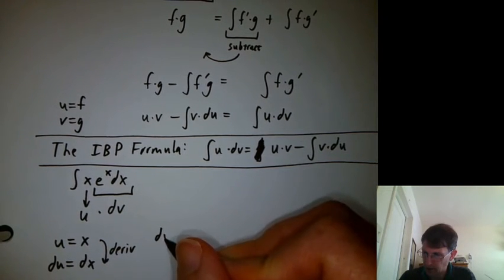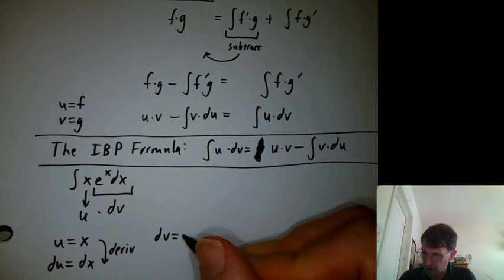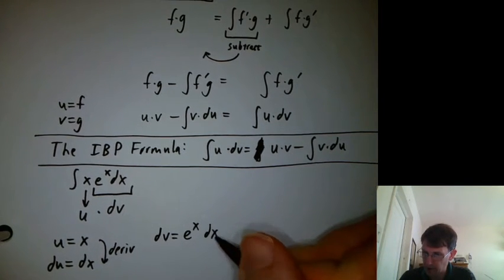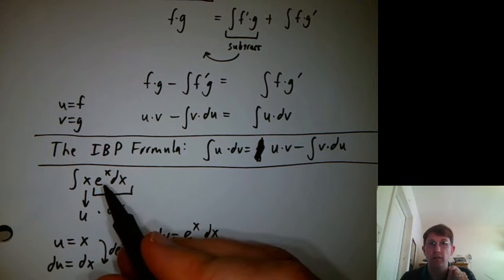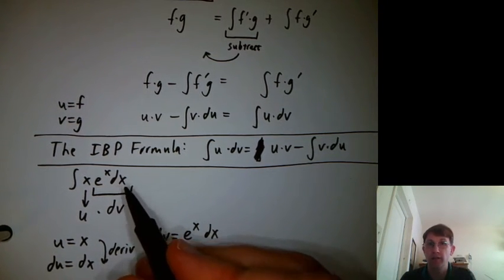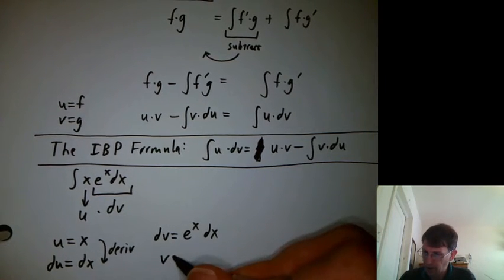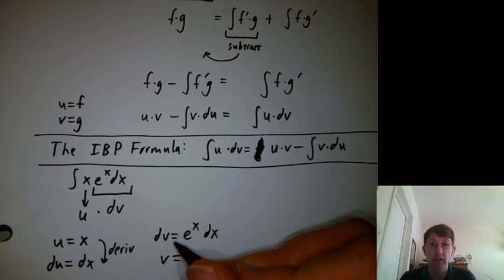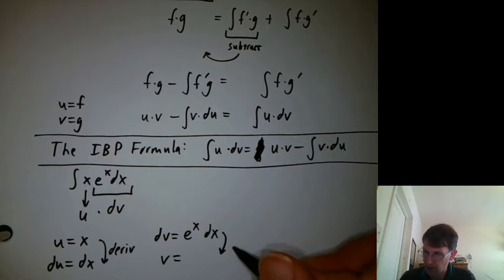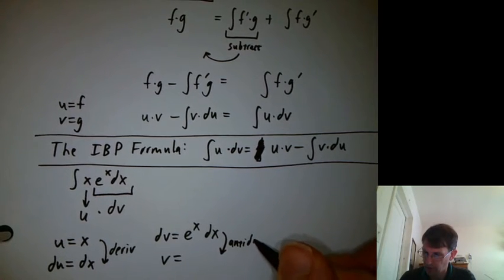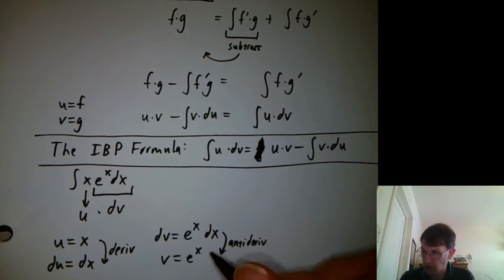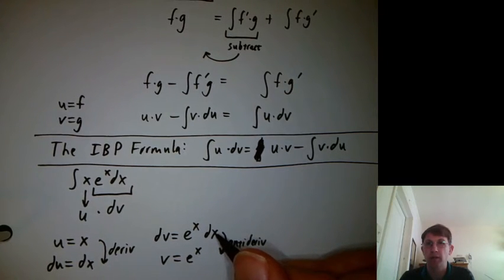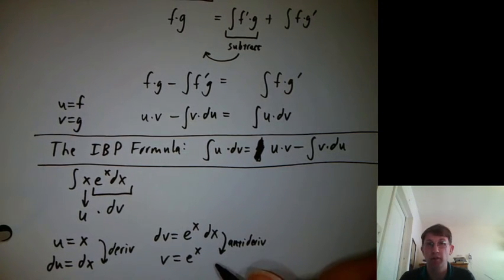And then here, let's write our dv. It's e to the x dx. Notice I'm keeping that dx there. The dx isn't just sitting here in the integral. It is part of dv. And then how do I get v from dv? I take the antiderivative. What's the antiderivative of e to the x? It's e to the x. And the dx, well, what happens when we take antiderivatives? We don't write the dx anymore.